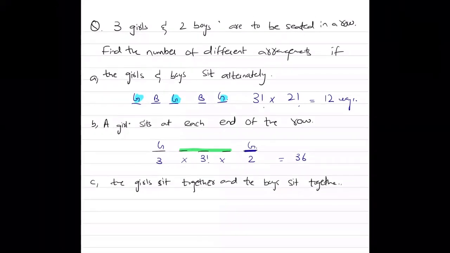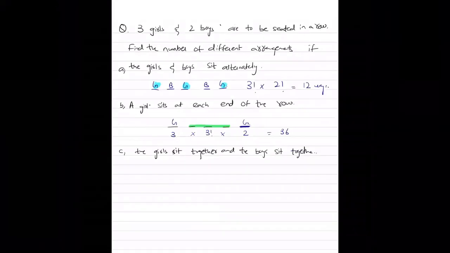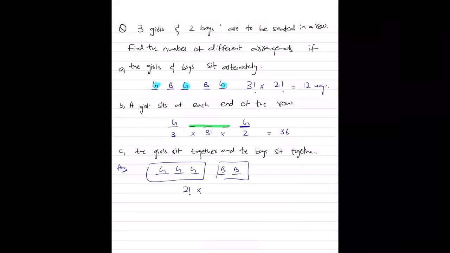Okay, guys, done. Yes, sir. So you want the girls to sit together and the boys to sit together. So you're going to bundle them up, group them up. There are two blocks, so 2 factorial for arranging the blocks, and the 3 girls can arrange themselves in 3 factorial and the 2 boys can arrange themselves in 2 factorial ways. Is the answer 24? Yes. Okay.